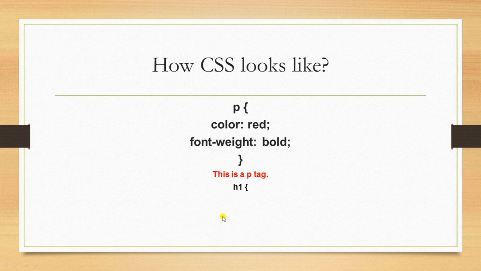We can also do the H1. So we are using an H1 selector. Color, we are applying the color blue, font size 20 pixels, and then we need to close the styles with a curly brace, and then it will change something like this. So the color blue will be applied and the font size of 20 pixels will be given.